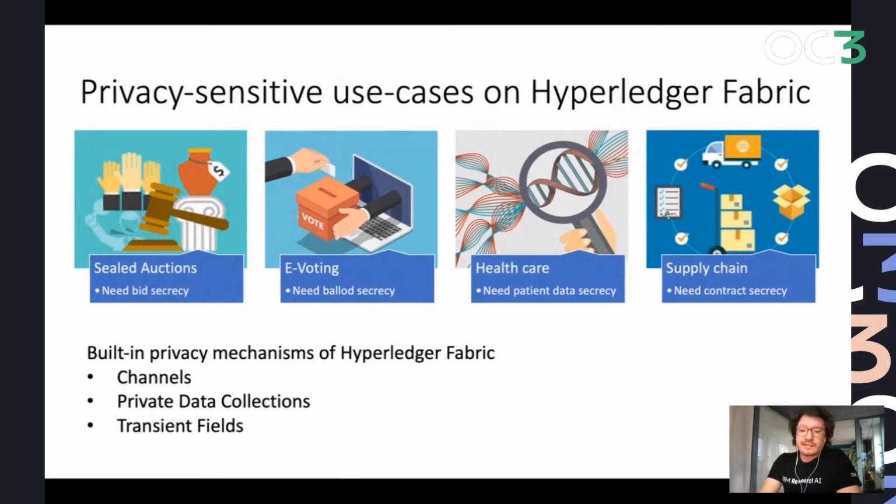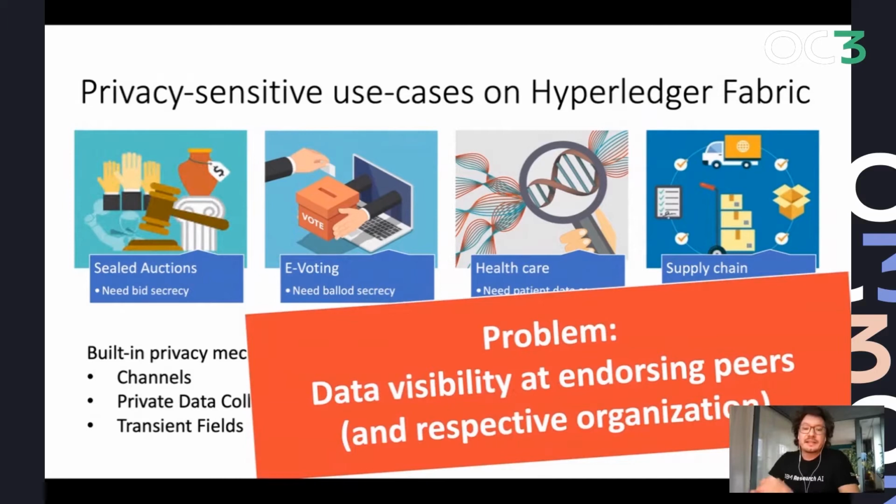However, all these solutions have one problem. And the problem is the data visibility at the endorsing peers. That means the data visibility of the peers which are executing our smart contract. And that also means that not only the peer, but the entire organization has access to that data.